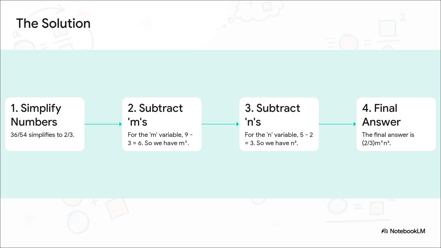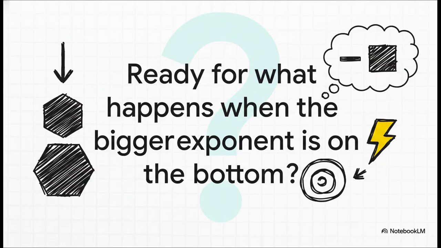First step, the numbers. 36 over 54, that fraction simplifies down to 2 over 3. Next, the m's. 9 minus 3 gives us m to the 6th power. And finally, the n's. 5 minus 2 is n to the 3rd. You put it all together, and you get 2/3 m to the 6th, n to the 3rd. So, how'd you do? You did some fantastic work today. You have officially leveled up your algebra skills.